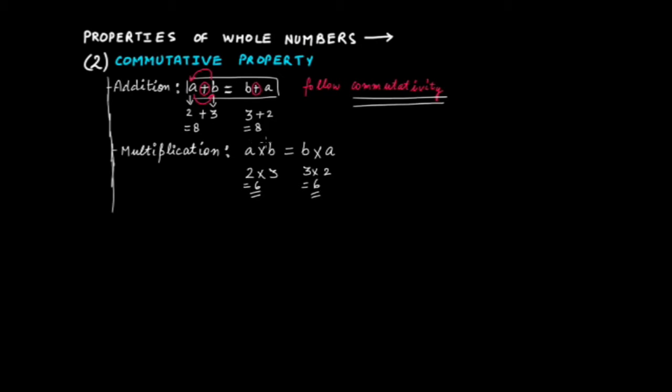What you did was, at the place of A you put B, and at the place of B you put A, and therefore you got two different expressions, but you got the same answer. Therefore, even multiplication, just like addition, follows commutativity, that is, it follows the commutative property. Now let's do it for subtraction. But before going to subtraction and division, you would be thinking, hey, what's the use of this?